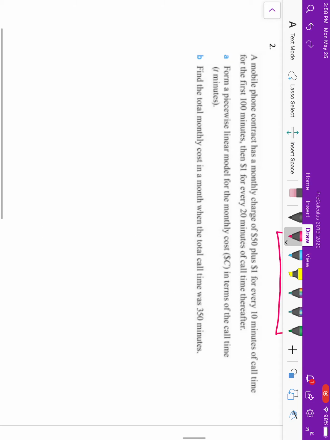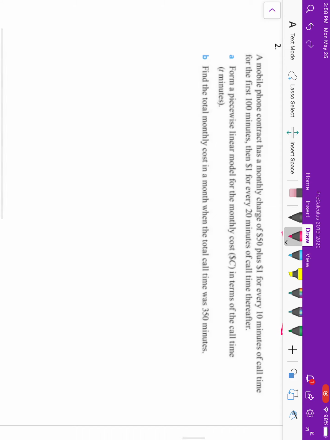All right, the second problem we're going to look at: a mobile phone contract has a monthly charge of $50 plus $1 for every 10 minutes of call time for the first 100 minutes, then $1 for every 20 minutes of call time thereafter. So this is a piecewise function, and that's what this is saying. Form a piecewise linear model for the monthly cost in terms of call time in minutes.